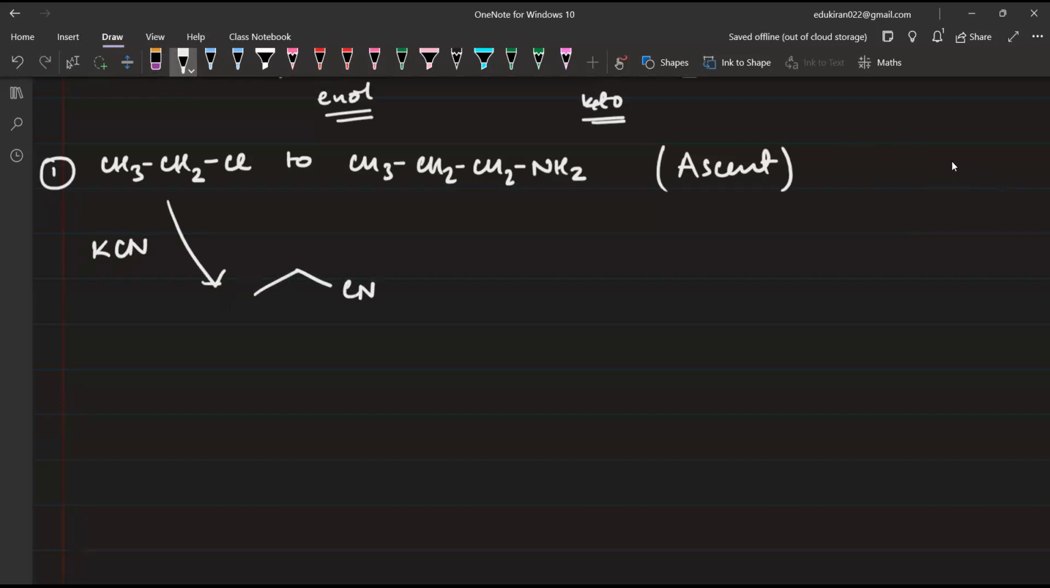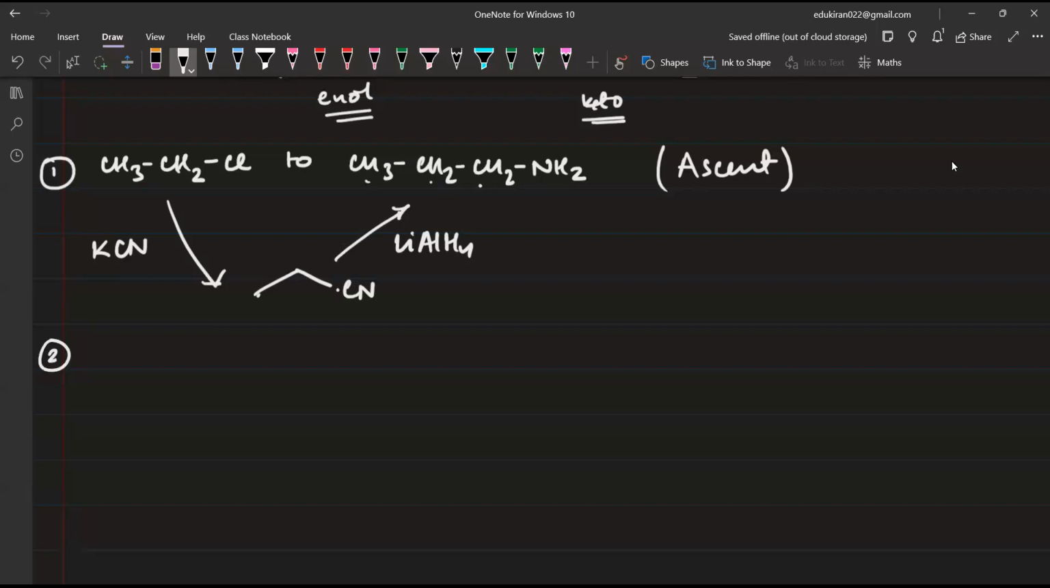Once you have got the nitrile, you can react this with lithium aluminum hydride. That is a reduction reaction. So here you have 1, 2, 3 carbon atoms. तो आपने एक carbon का introduction करा दिया. You have increased the carbon atom by 1. So now here you have 3 carbon atoms. So 1, 2, 3 carbon atoms, and then NH2 you are going to get with lithium aluminum hydride. Okay, so this is how you are going to do for ascent.